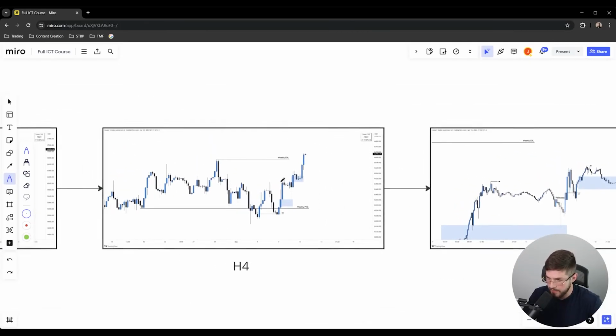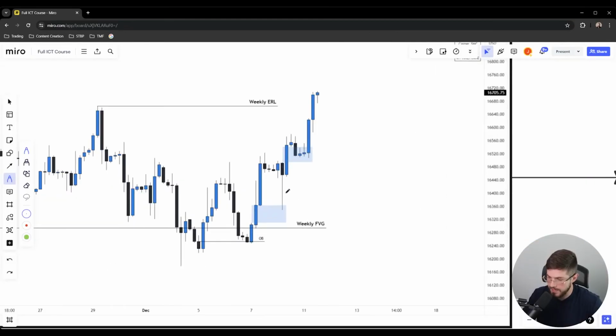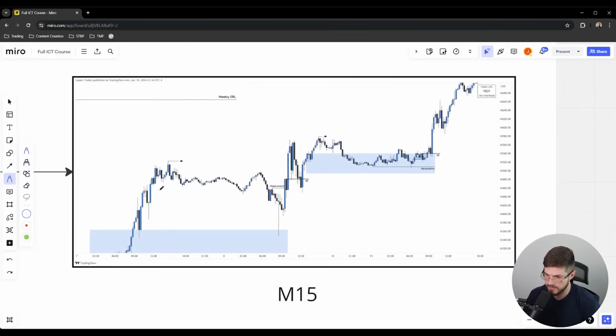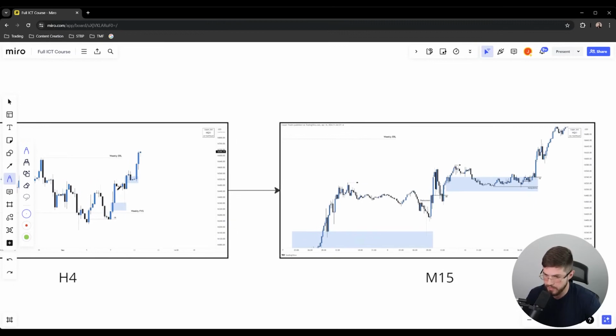Now, inside of this move right here, we can take this another step further. Inside of this move into this fair value gap, we can go to a 15-minute because that is what you use to confirm a 4-hour. And I'm going to give you a whole list of the time frames you use here in a second. But right here, we have the 15-minute. Now, this is the exact same move. This is this bit of price action right there.